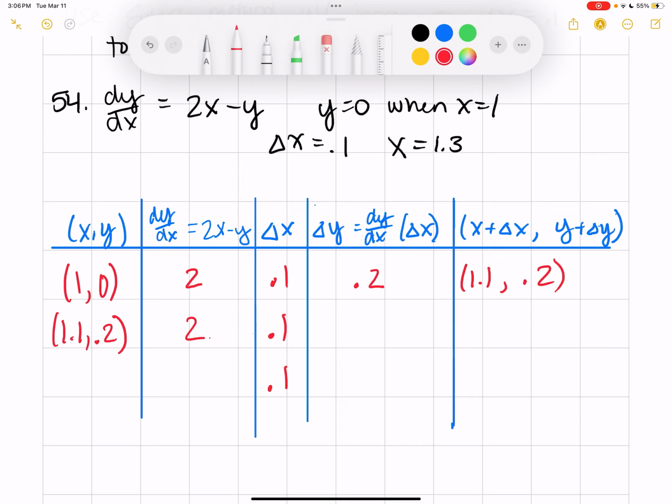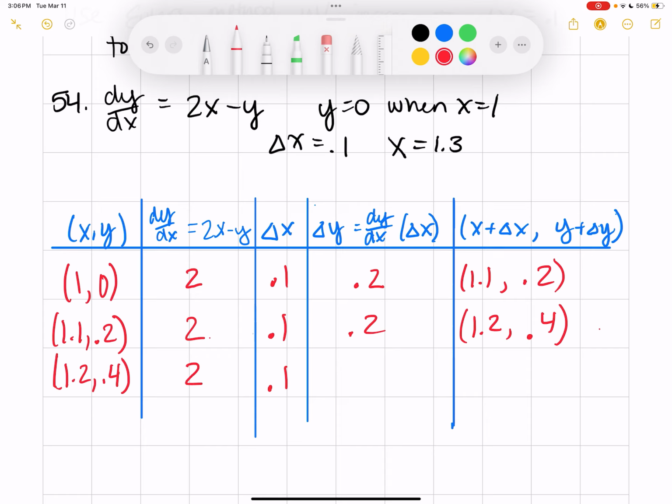2. Now, they won't always work out this way. This one just happens to be working out that way. So now, 2 times 0.1 is 0.2. So this value over here is 1.2, comma, 0.4. And we copy it down again, 1.2, comma, 0.4. Plug that in, 1.2 times 2 would be 2.4, minus 0.4 is just 2.